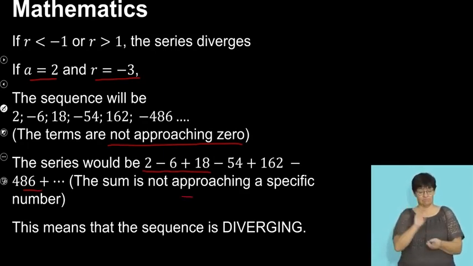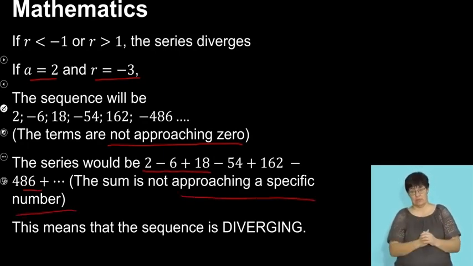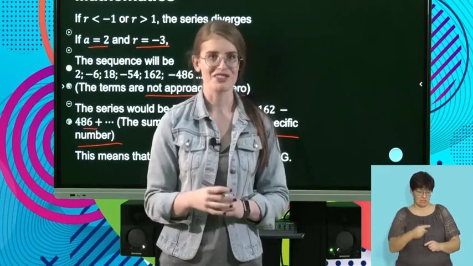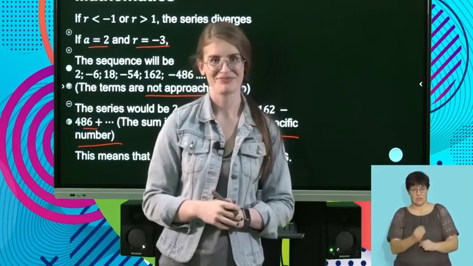This sum is not approaching a specific number. So again, guys, because the terms are not approaching 0 and the sum is not approaching a specific number, this series is diverging. After the break, we'll define sum to infinity.